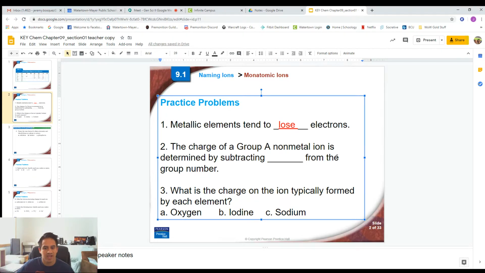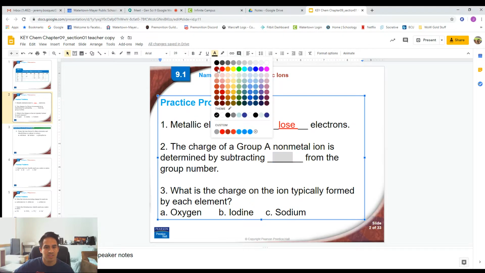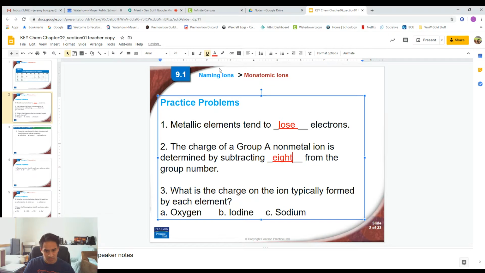Number two, the charge of a group A non-metal ion is determined by subtracting blank from the group number. This is 8. So you can figure out the charge of any group A non-metal. Group A means any column that is not in the middle, so not the transition elements, and non-metals are elements that are on the right side of the periodic table. So groups 5, 6, or 7. Just take 8, subtract that column number, and that will tell you what charge they make. So elements in column 7 will make a charge of -1. So 8 minus 7 is 1, and vice versa. Same with the other ones.